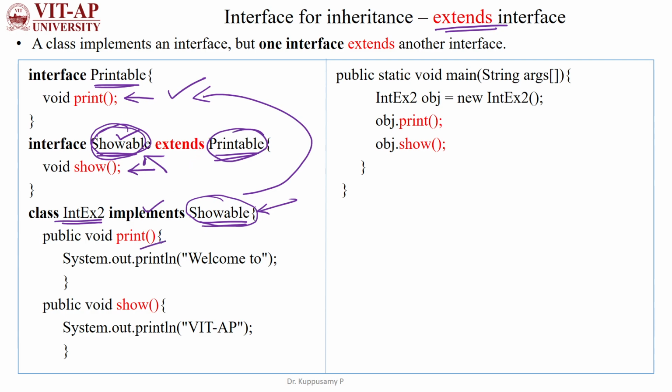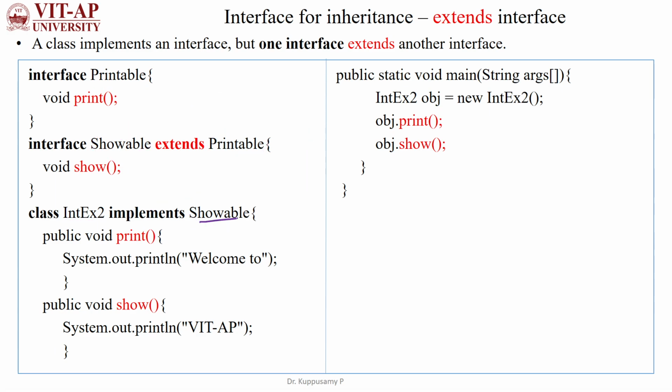Okay, so the print method is defined here by using the implementation of the child interface Showable, which has a single statement. Then another method, show, which belongs to the child interface, also has a single statement. Then, as usual, we create the object by using the class only. We cannot create the object by using the interface. So the object is created by using the class name, then we invoke print.